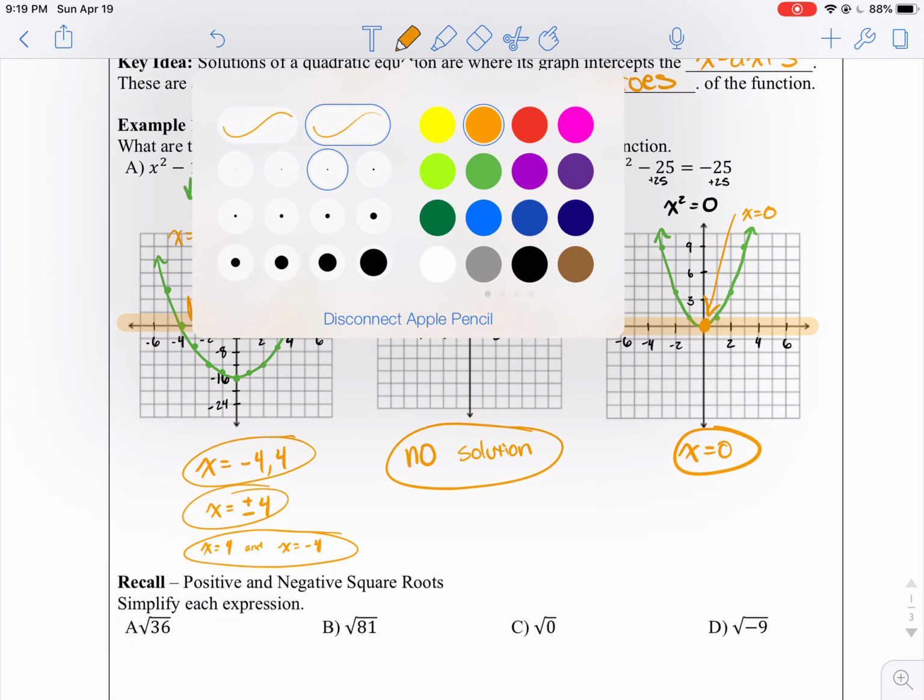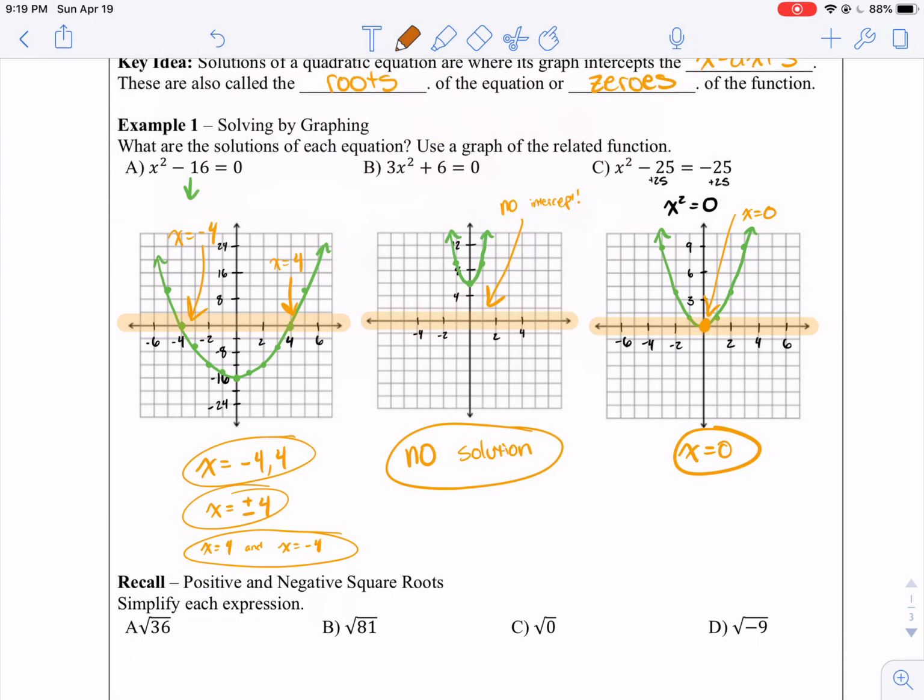Now you'll also notice that each of these graphs has a different number of solutions. This one had 2 solutions.